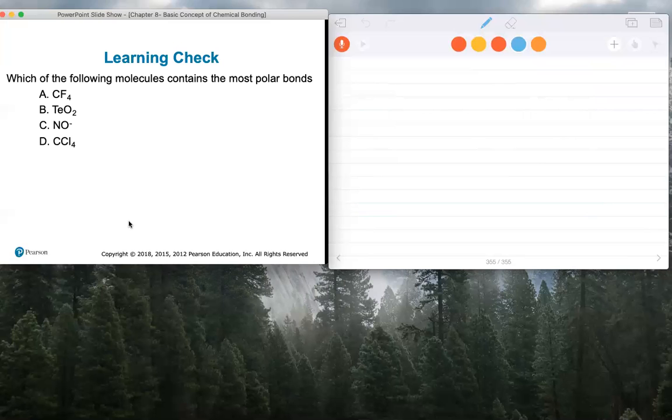I need some help here. Use the periodic table. Remember the general trend on the periodic table. The more electronegative elements have the highest power to pull electrons toward itself, and it will lead to the most polar.